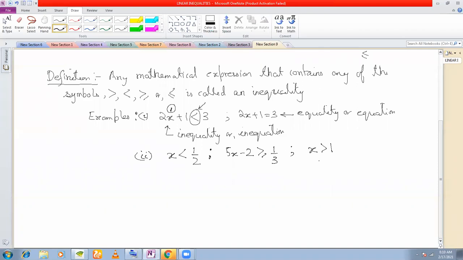If you see all these expressions, they either contain less than, greater than, less than or equal to. Yes? Any question? Okay. No, sir. So you have, this is also an inequality. Okay, all these four are inequalities.